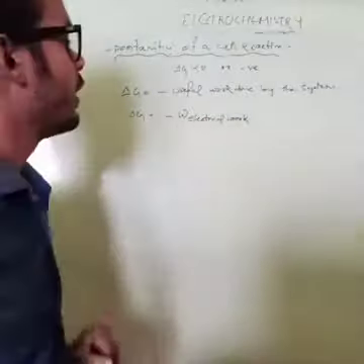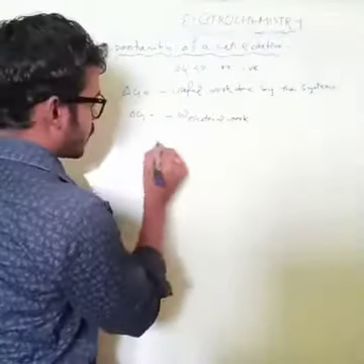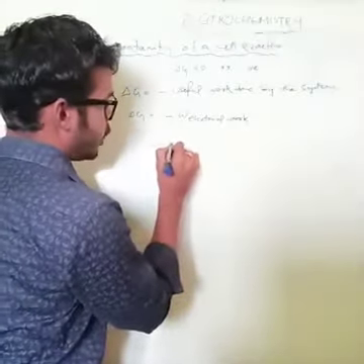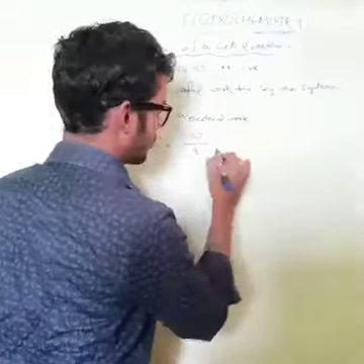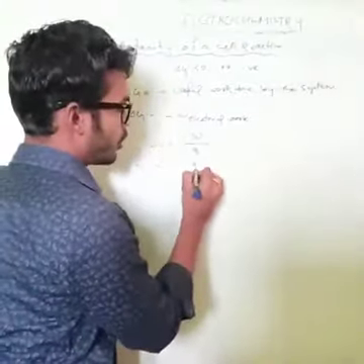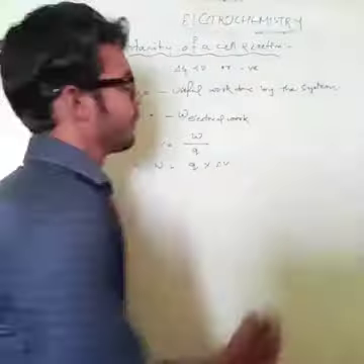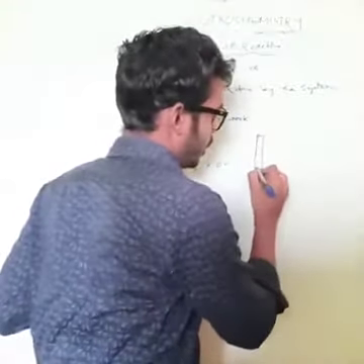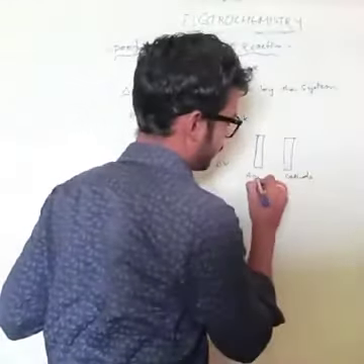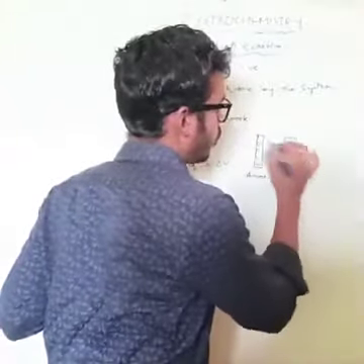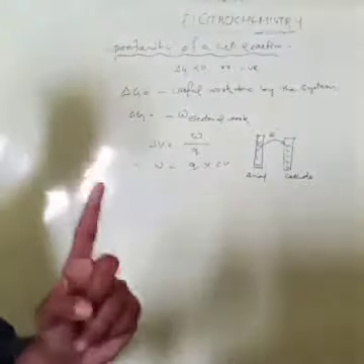So del G will be the electrical work, and we know the work done in an electric field. From physics we know that potential difference, del V, equals work done by charge, or work done equals charge into potential difference. Yes or no? So what is the charge over here? There are two electrodes, one is cathode, one is anode, right? Suppose one electron moves from anode to cathode, one electron.